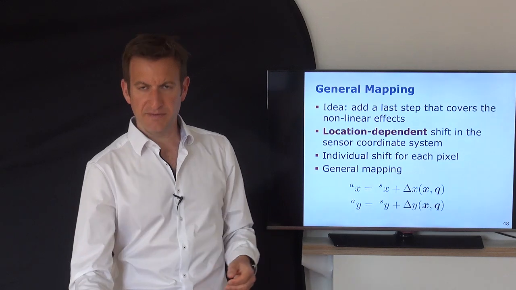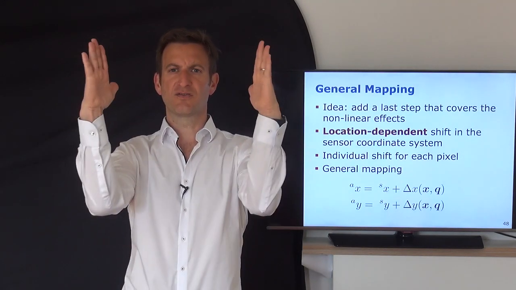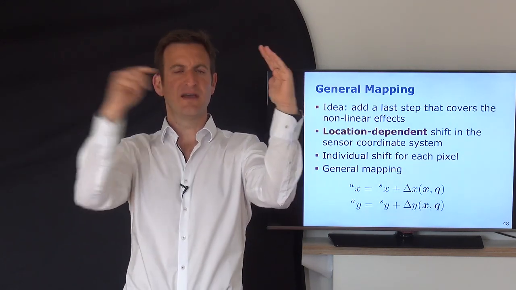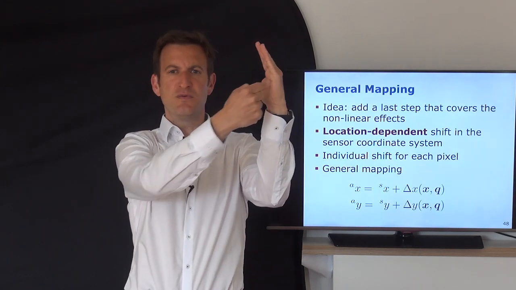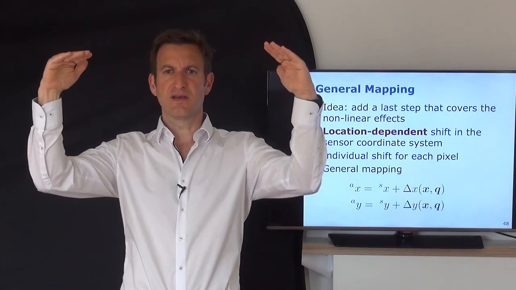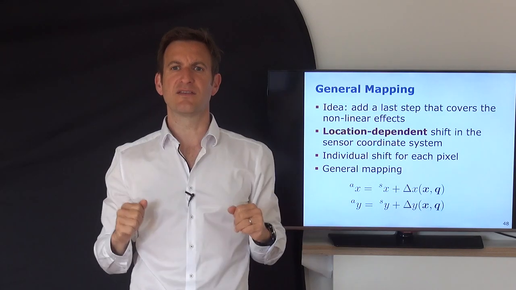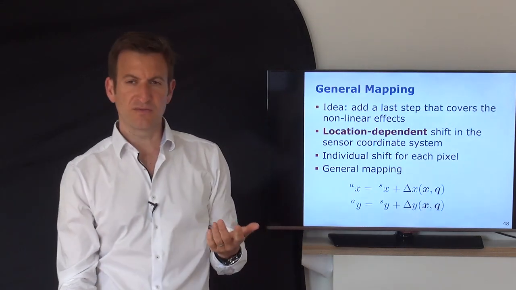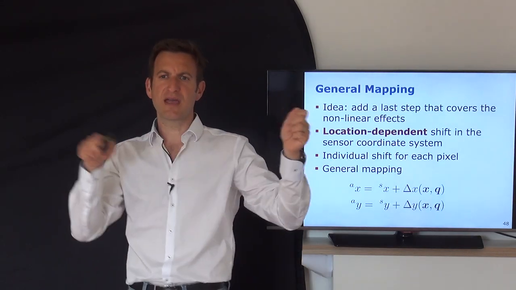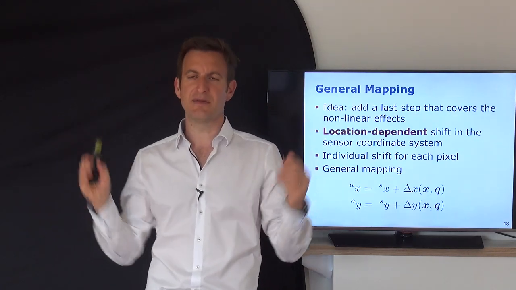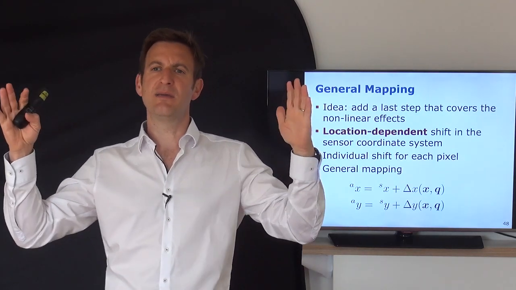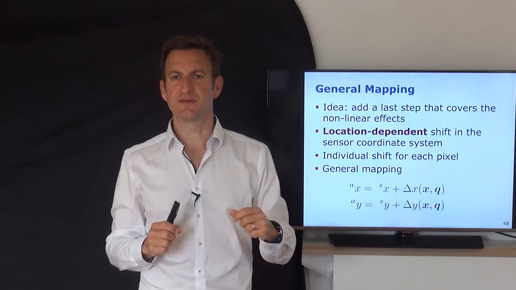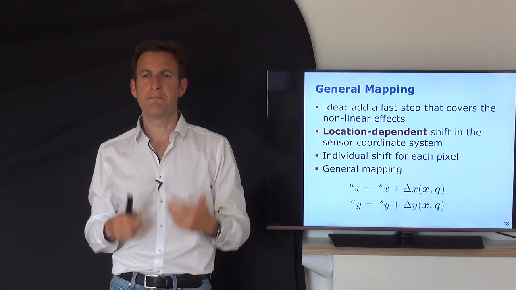So if you again have this idea of a barrel distortion, so that straight lines are actually curved to the outside, that would mean that all those points will be moved a little bit more to the inside so that this barrel goes into straight lines again. And this is something which is location dependent. So for every location in the image, we get a different shift, so an individual shift per pixel.